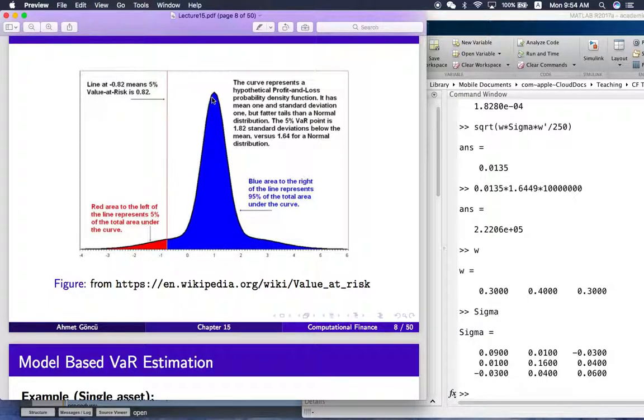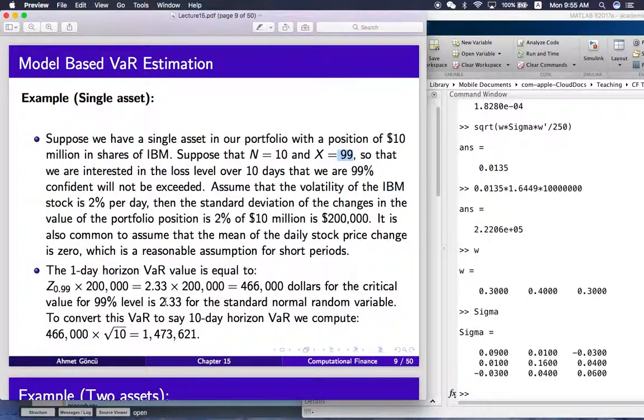if I'm assuming my single asset returns have standard normal distribution, I can look at the standard normal table to find the quantile value that gives me this 1% area. That is written here as Z value. This can be found in the standard normal tables, or you can use the MATLAB software to get this 2.33 as the quantile value that gives you this 99% area.